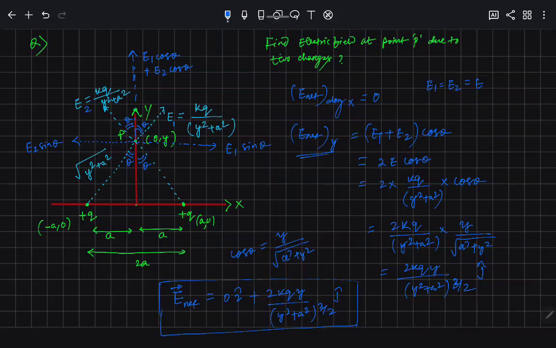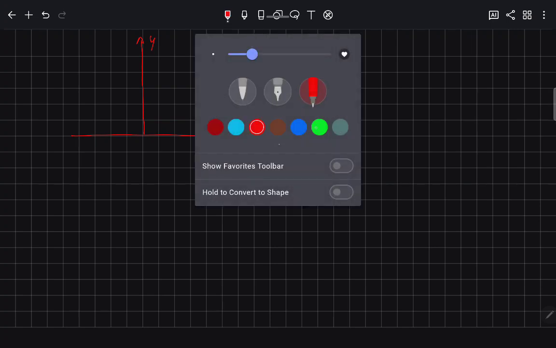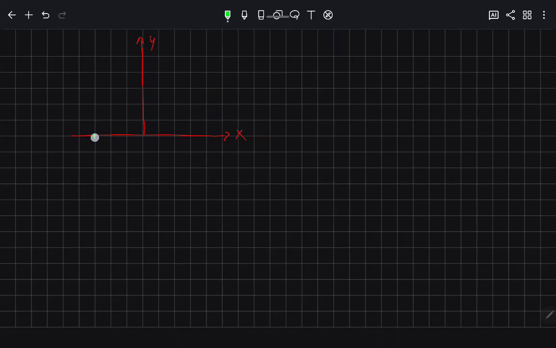Okay. Similarly, you can try this one. You just try with the same arrangement, only one charge will be minus. So I am doing this one. This is x, this is y. Now here, one charge I put as minus q.